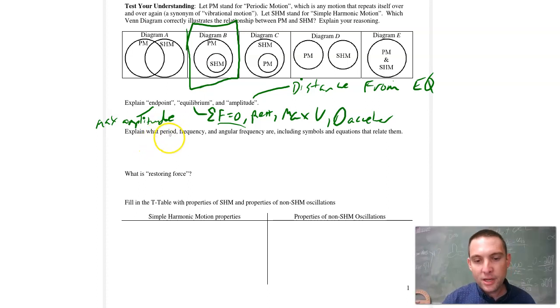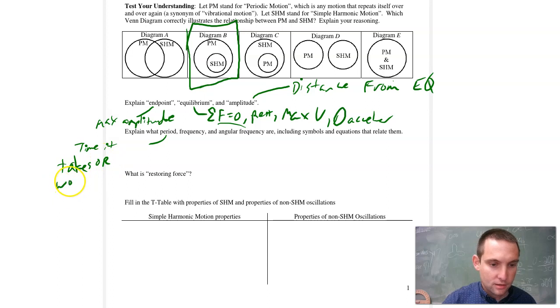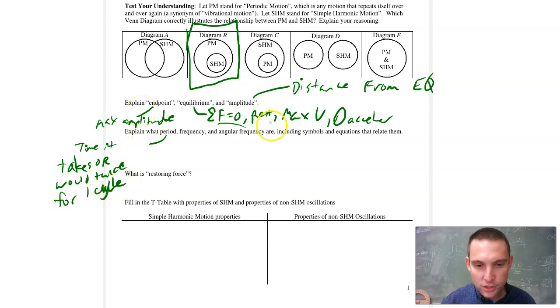Next, explain what period, frequency, and angular frequency are. Period is the time it takes, or would take, for one cycle. One cycle of whatever motion you're dealing with.